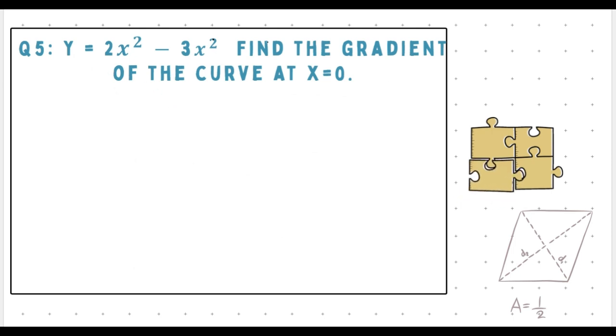Now in this question, they have again given us an equation and we have to find the gradient of this equation when x is equal to 0. Gradient means dy by dx of course. And we have to get the value of this when x is 0. So what will I do? I'll find the differentiation of my equation first. Derivative dy by dx.